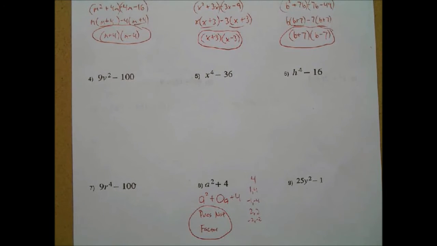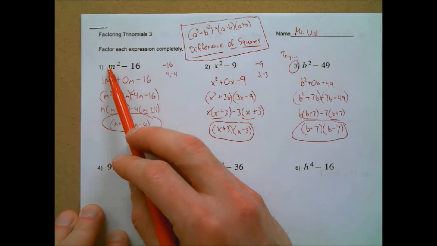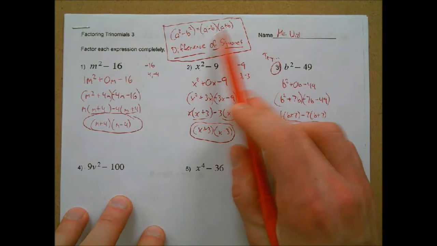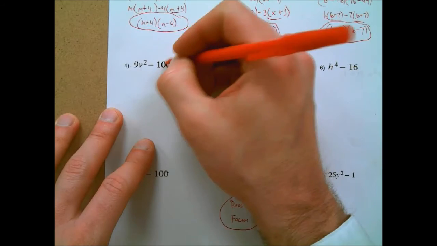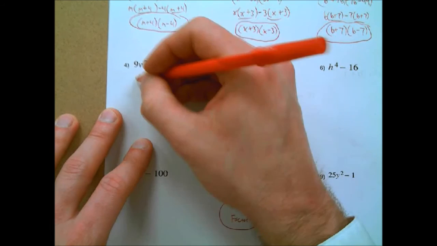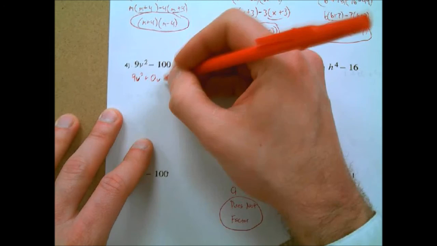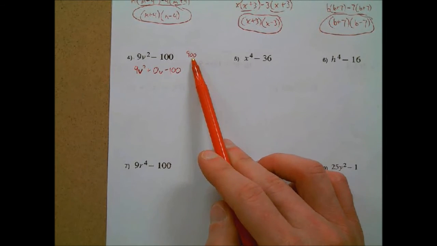So 9v squared minus 100. Let's take a look at this one here real quick, because now we have a coefficient. All these other ones, it was just m squared or x squared or b squared. So let's go ahead and try this one, and see if that a minus b, a plus b thing still shows up here. So we'll do the 9 times the 100. We'll get 900. And I'll go ahead and put in that 0 middle term that we don't have written, but I'm going to write it in now. And we're looking for two numbers that multiply to 900 but add to make 0.